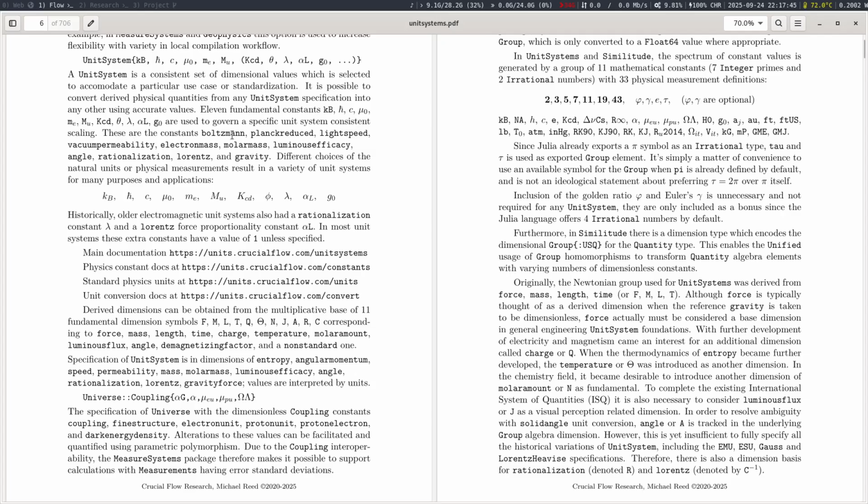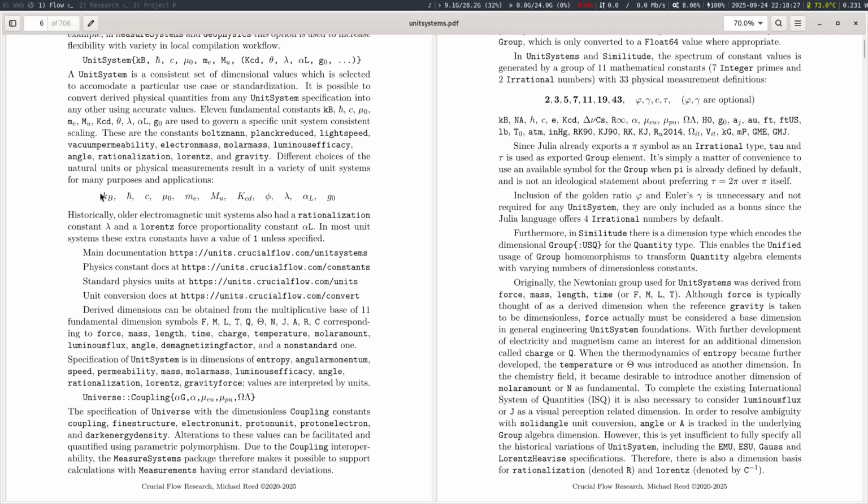These are the constants: Boltzmann, Planck reduced, light speed, vacuum permeability, electron mass, molar mass, luminous efficacy, angle, rationalization, Lorentz, and gravity. Different choices of the natural units or physical measurements result in a variety of unit systems for many purposes and applications. Historically, the older electromagnetic unit systems also had a rationalization constant and a Lorentz force proportionality constant. In most unit systems, these extra constants have a value of 1 unless otherwise specified.